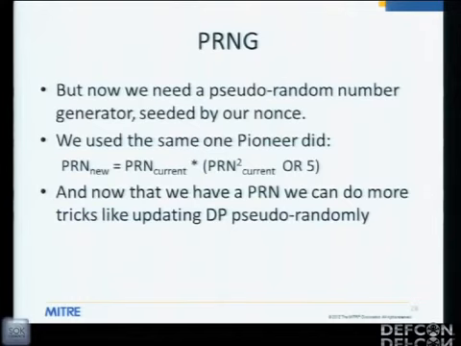So to do that, we need to add a pseudo-random number generator. We use the same one Pioneer did, and it's basically you seed it with your nonce. That's easy. You've already got some fresh seed for it for every single measurement. This is nice and simple in assembly language. You basically take your current value times the current value squared, ORed with 5. This works as a pseudo-random number where it'll cycle through all the possible values before looping back to the one where it started.